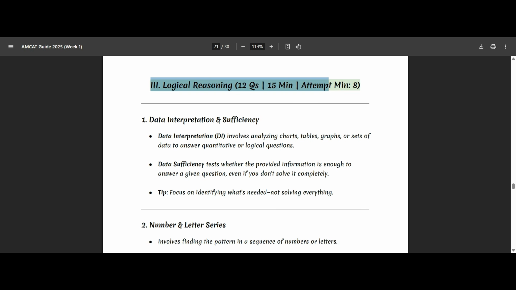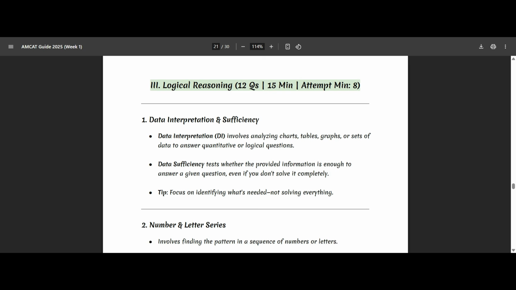Third part is logical reasoning, where you will have 15 minutes to attempt 8 questions. On average, you will get between 1.5 to 2 minutes for each question. Now, totally, there will be 12 questions, out of which only 4 you can avoid. So the first part is data interpretation and sufficiency.